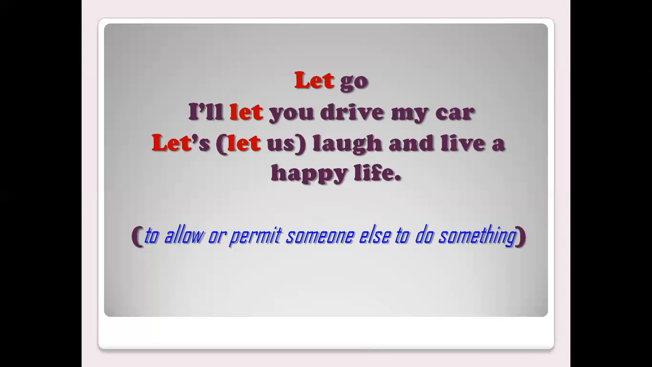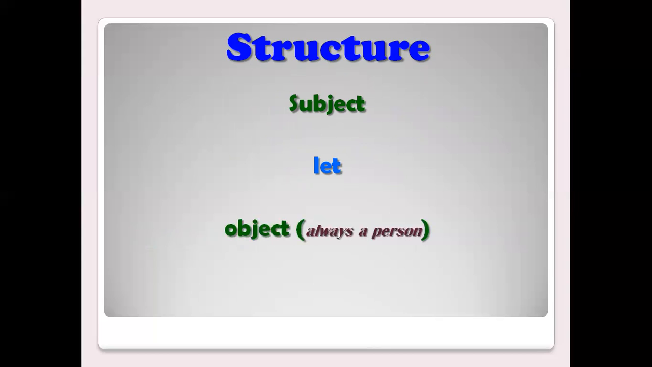So let's move to the structure. The structure is the subject plus let. In all tenses, it's always let. Present, past, and past participle, it's always let because it's an irregular verb, plus the object, which is always a person, like let us, or I'll let you, plus the base form of the verb.